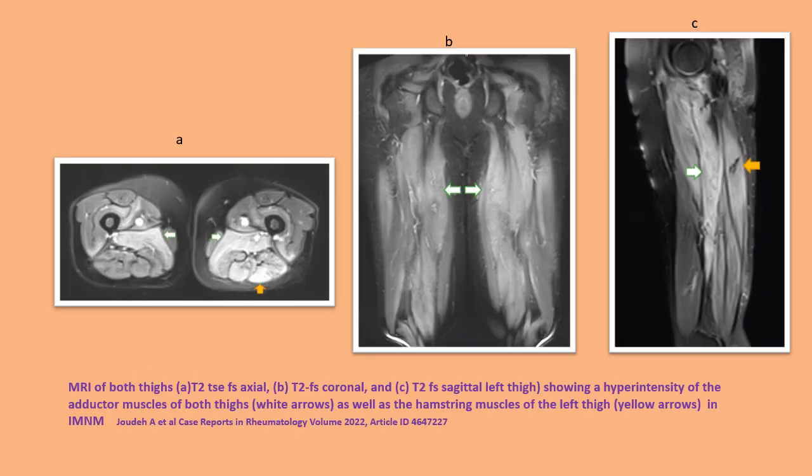This is another figure showing MRI appearance in IMNM. These are MRI T2 images, which are axial, coronal, and sagittal, showing hyperintensity of the adductor muscles of both thighs as well as the hamstring muscles of the left thigh.